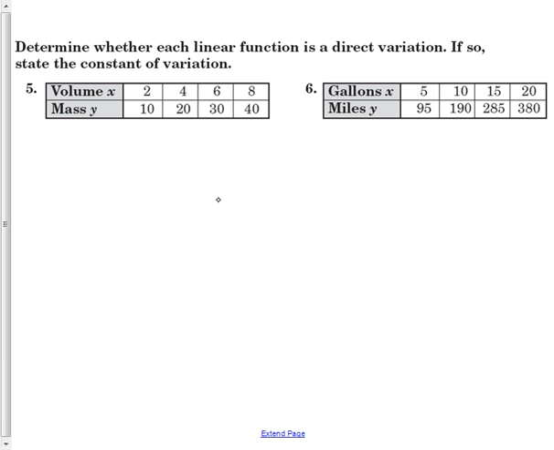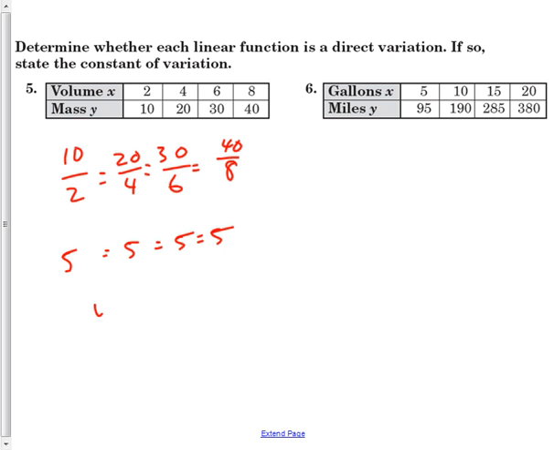So to determine whether each linear function is a direct variation, if so, state the constant rate of change. So we've already done this as an example. Let's do 10 over 2, 20 over 4, 30 over 6, and 40 over 8. Always putting your y on top. So this can simplify down to 5. This is 5, and this is 5, and this is 5. So yes, the constant of variation is 5 to 1. Okay, and you'll want to write that as 5 to 1 rather than just 5. If you write it as 5, that's fine too.